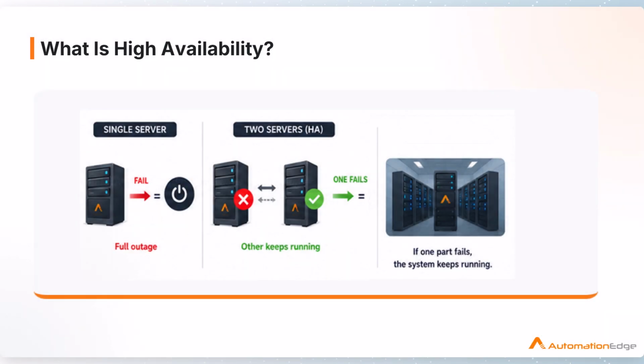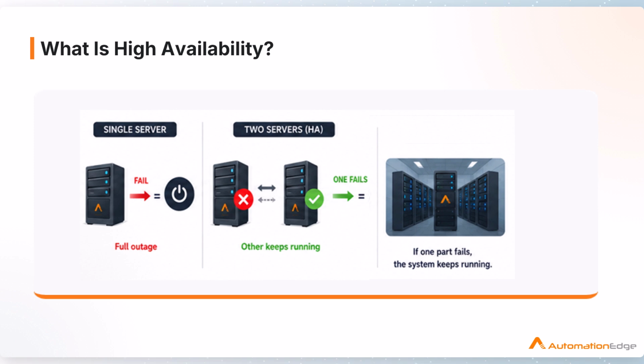High availability means your system stays up and running all the time. To make any system highly available, a certain amount of redundancy needs to be built into the components of the system so that failure of a single component does not bring the entire system down. Automation Edge supports high availability by enabling redundant deployments of its components.